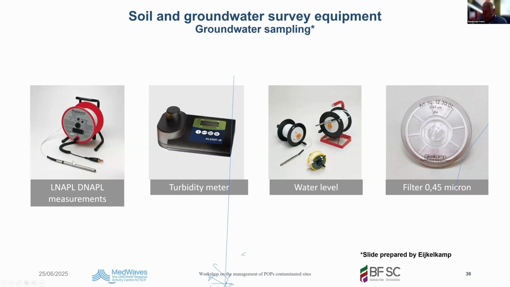And here it's the groundwater product. And this is the filter. The filter to be used when you are sampling water for heavy metals. You have to take out all the soil particles with this 0.45 micron filter, which is disposable. So you can only use it once.